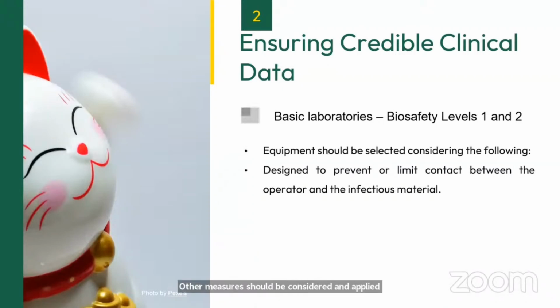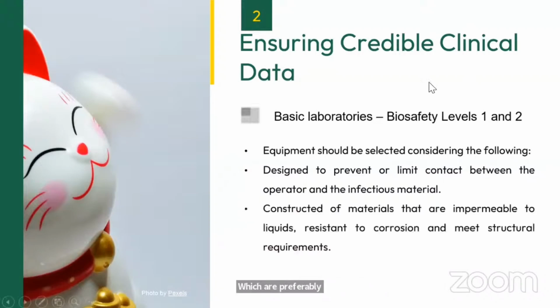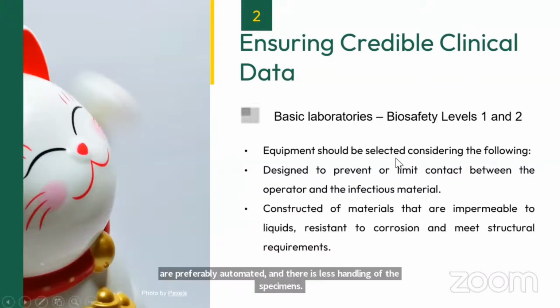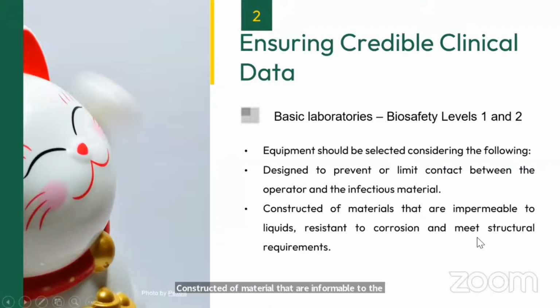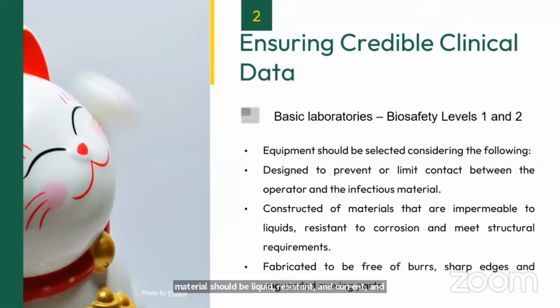Equipment should be selected considering the following: designed to prevent or limit contact between the operator and the infectious material. So it means there should not be much contact between the operator and the infectious material. You should select equipment which is preferably automated, with less handling of the specimens. Constructed of materials that are impermeable to liquid, resistant to corrosion, and meet the structural requirements. So even your equipment should not be of ordinary plastic or ordinary materials. The materials should be liquid resistant and corrosion resistant, and should meet the structural requirements.